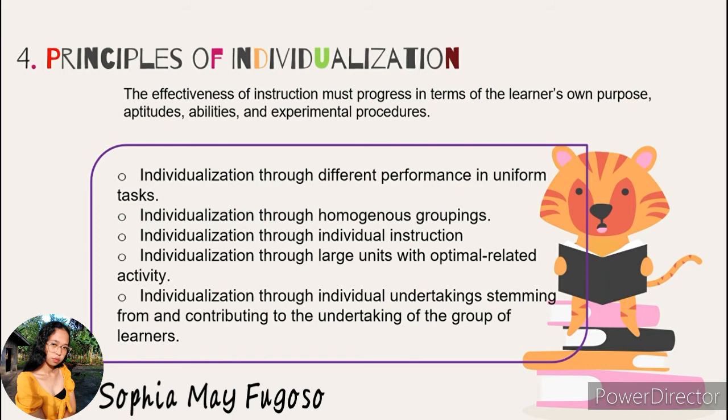Homogeneous grouping is used to help all the students in the classroom stay on the same page as their classmates. Individualization through individual instruction. This kind of instruction calls for person-centered planning for learning tasks normally adapted to the level of capability of the learner. Example, focuses on the needs of the individual student.